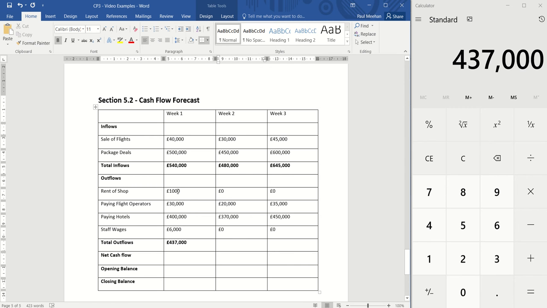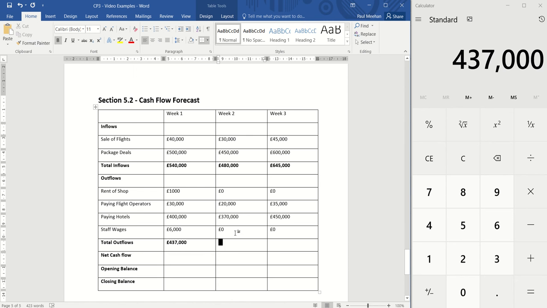It's just £1,000 up front. And the same for staff wages. Staff being paid monthly, so they get 6,000 between them, the two staff that work for the business at the beginning of the month, but then they're not being paid subsequently each week. It's just a monthly salary, so to speak. So these are simpler to work out.